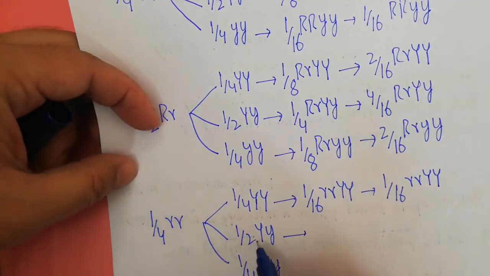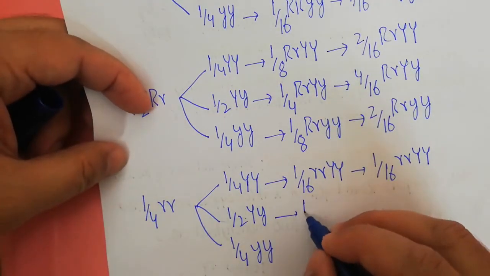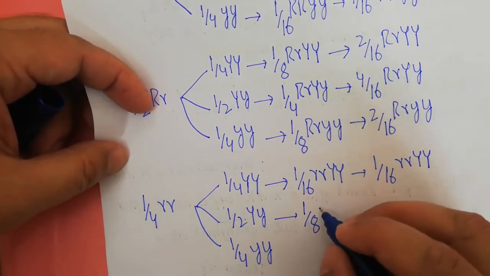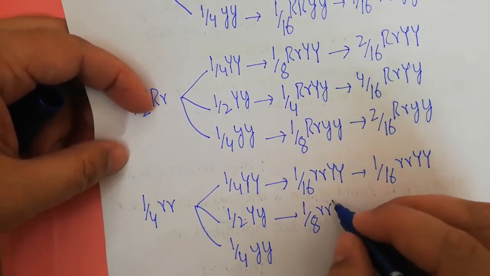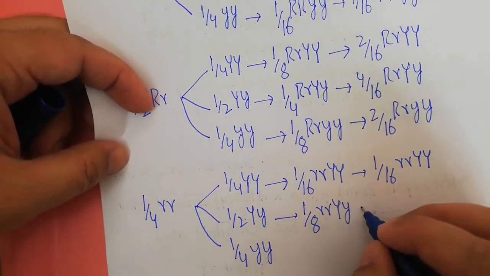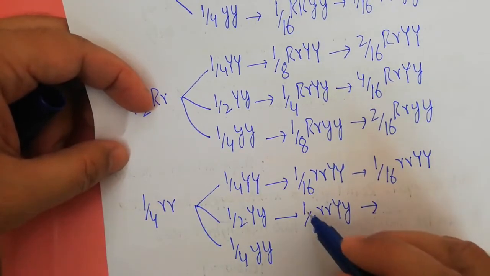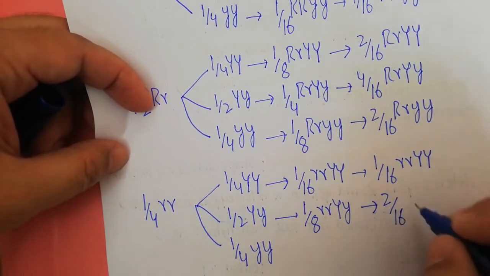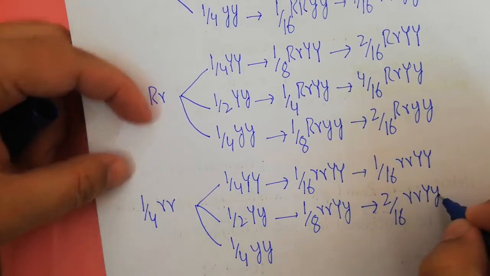If you cross this with this one, what you are going to have is 1 into 1, 1, 4 into 2, that will be 8. The genotype will be small r, capital Y, and small y. So if out of 8 they are 1, so out of 16 that will be 2. So 2 out of 16, the genotypes will be small r, capital Y, and small y.